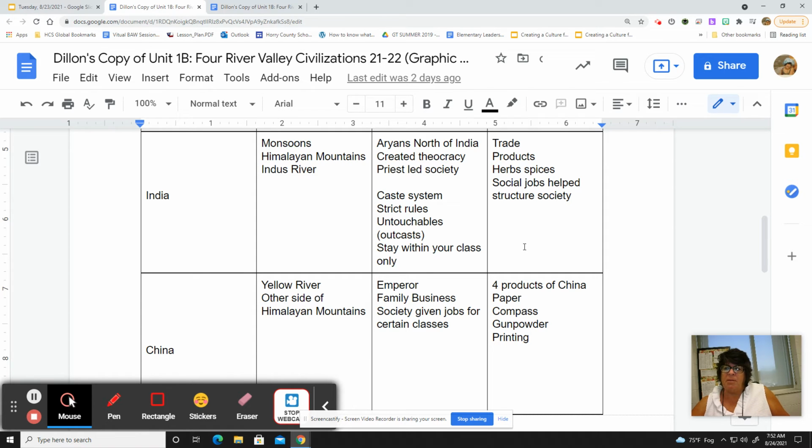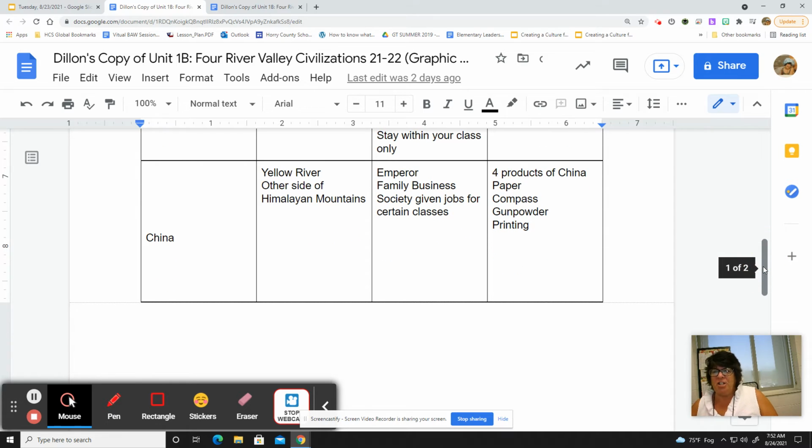India at the time actually had a very structured society, very strict. And trade and products were very strict as well, meaning that if you had a certain job within that social system, you could not venture out. So you had a trade or you had a skill, and that's what you did. You couldn't climb up the corporate ladder, per se.